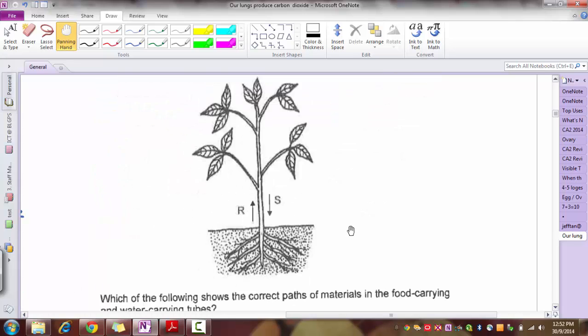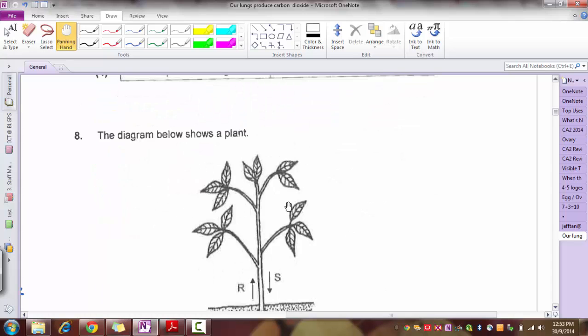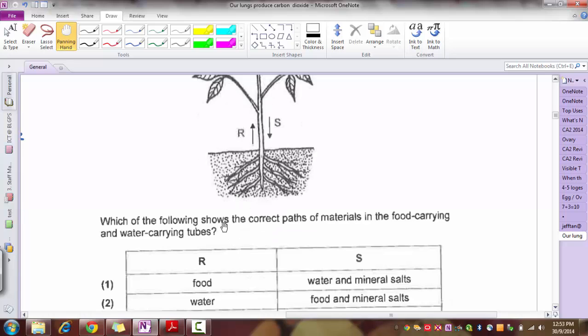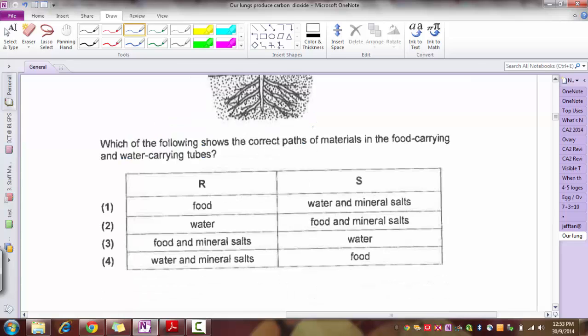Okay. Question 8. Diagram below shows a plant. So which of the following shows the correct path of the material in the food carrying and water carrying tubes? So if it goes up, what goes up? So the thing that goes up is my water, because it's taken in by the roots, and my mineral salts. So these are what goes up. What comes down from the leaves will basically be my food. Okay, so based on that, my answer will be option 4.